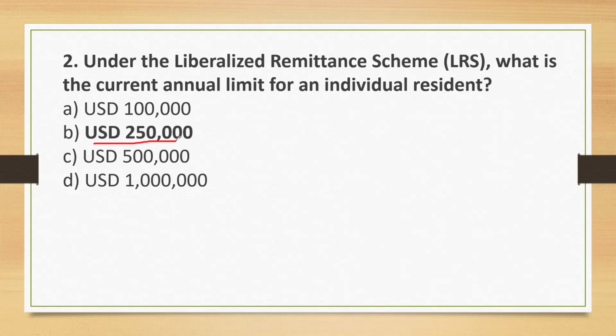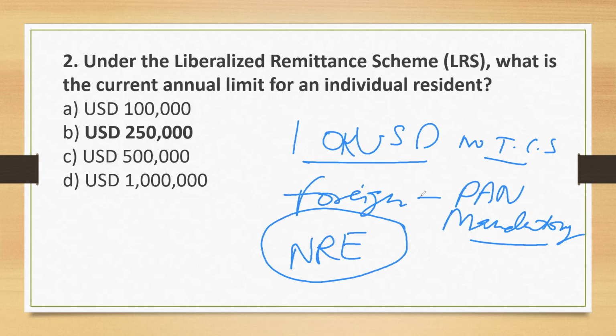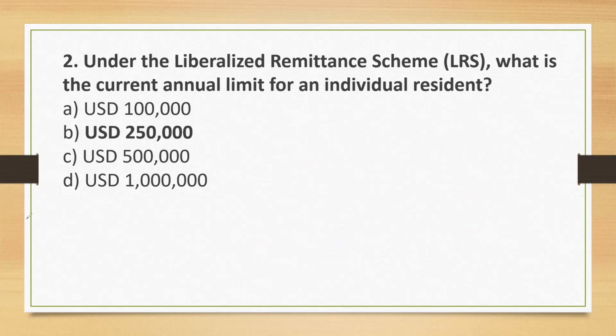2.5 lakh USD. So you all know, 2.5 lakh USD is the limit. Under this limit only we can send money abroad. In this 2.5 lakh limit, some more points that you can remember, that is TCS, tax collection at source. I am telling this in all my videos, and in this previous exam also this question was asked from the TCS point of view. So okay, let's move to the next question.